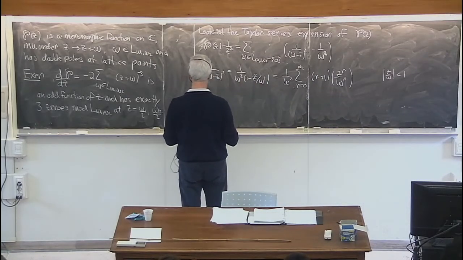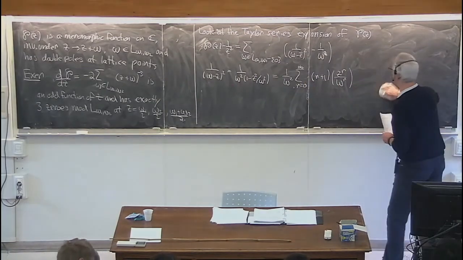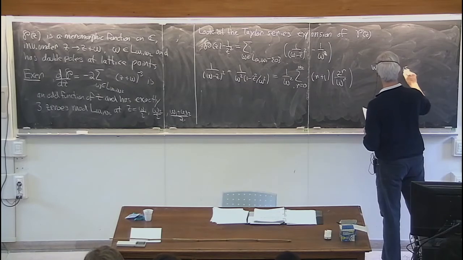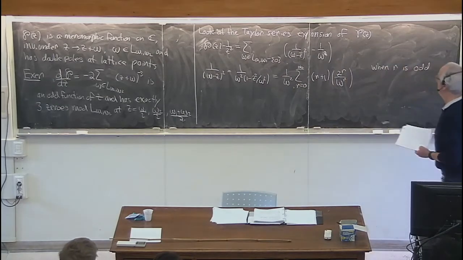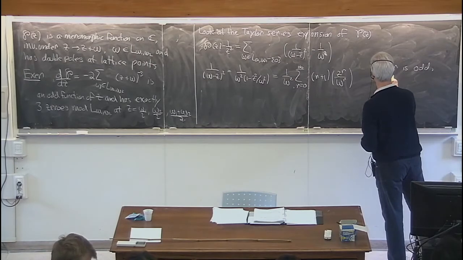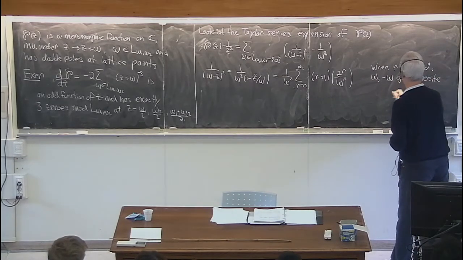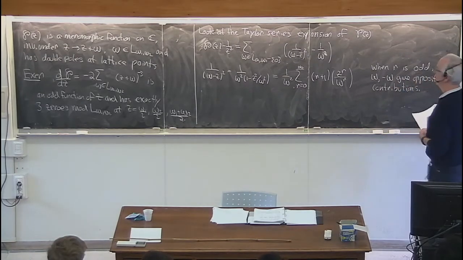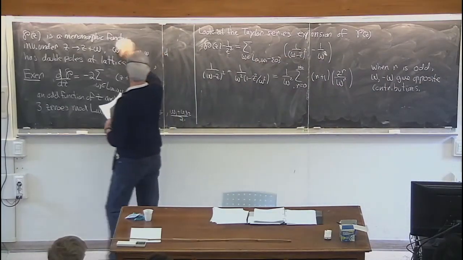So if we look at this sum, there are terms in the sum where r is odd, and there are terms where r is even. And when r is odd, we always have lattice vectors omega and minus omega, and they give opposite contributions. So this sum can be restricted just to even r because the other terms vanish, they cancel each other.